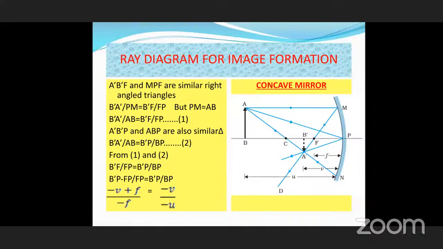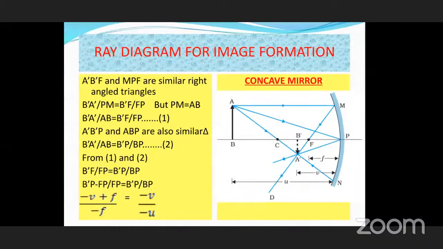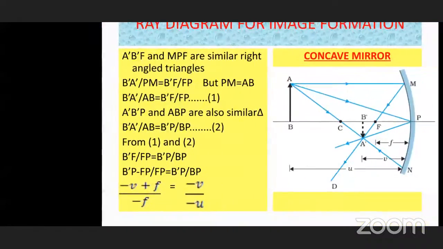So here what you have to do, two similar triangles are taken with the image and with the object. You have to remember how to write the ratios of the heights. Heights first, you have to write two similar triangles heights. Next you have to compare bases. We can get one equation. And again, second, using the object, you are getting two similar equations and we are getting one equation. Minus V plus F by minus F is equal to minus V by U.